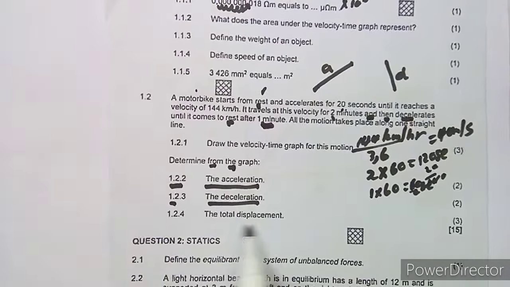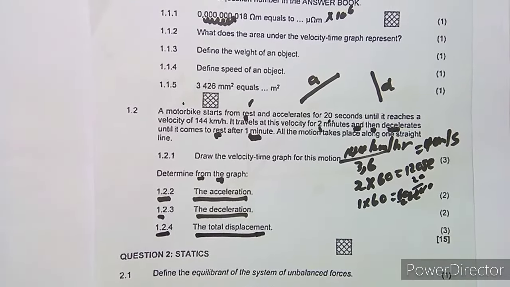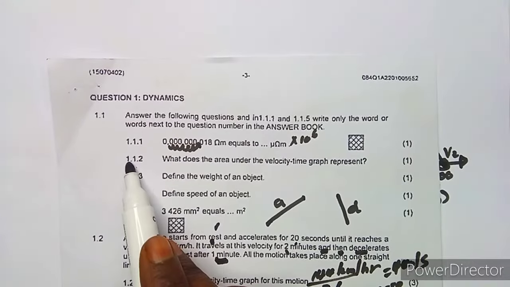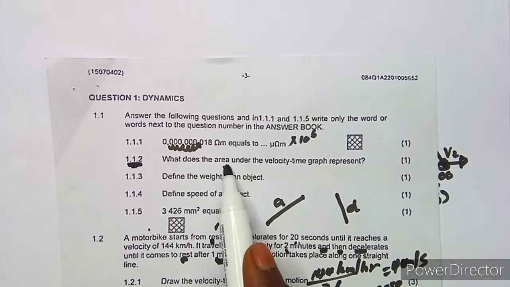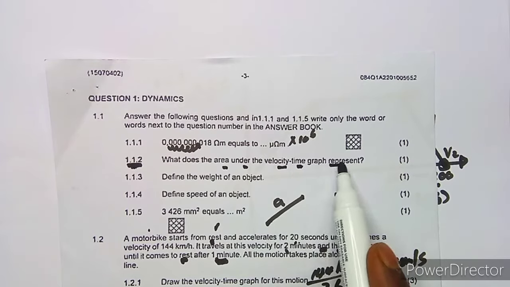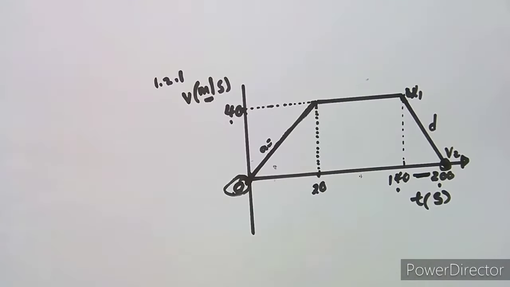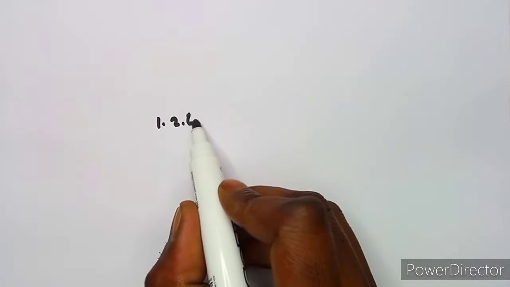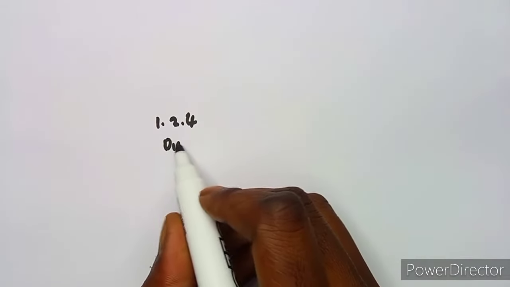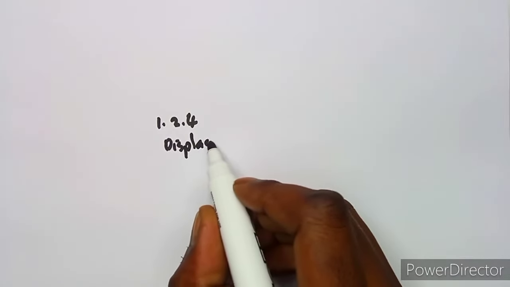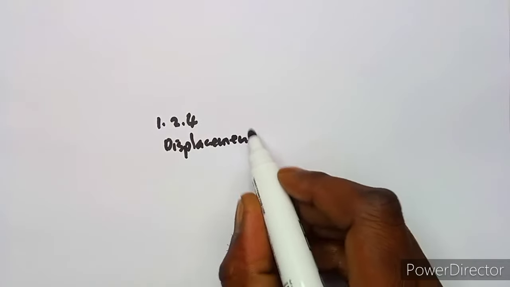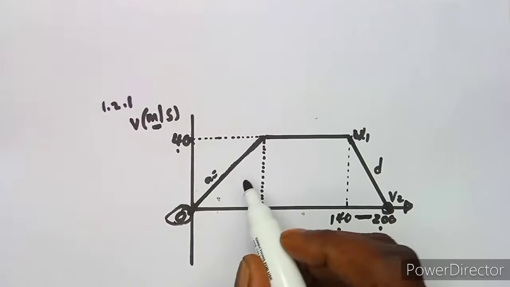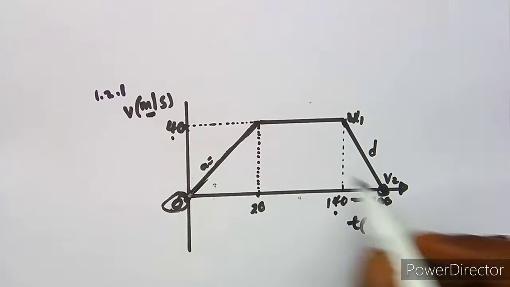Then the total displacement on 1.24, the total displacement, remember we talked about this, that here on 1.2, when they asked you what does the area under the velocity time graph represent, then you said displacement. So which means that one we are supposed to know it because we actually defined it. So that one we are going to calculate the area. So in this case, we are saying that the displacement is equivalent to the area under the graph. This is your graph here, not this part.